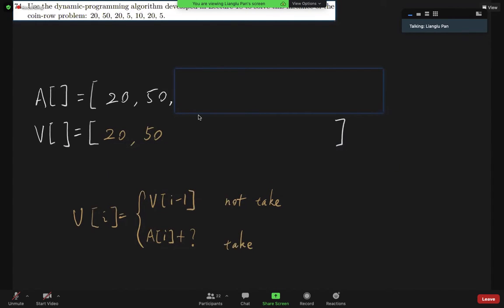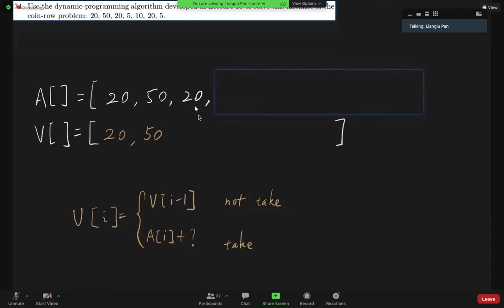Now we go one step further. Give one more coin to us, we have one more 20 cents. And if we are not taking this 20 cents, I think the maximum amount of money we can get would be taken from the past round, so we get 50. And if we are taking that 20 cents coin, what will be the amount of money we can get? That means we can take that A[i], which is 20, then what else we can get?